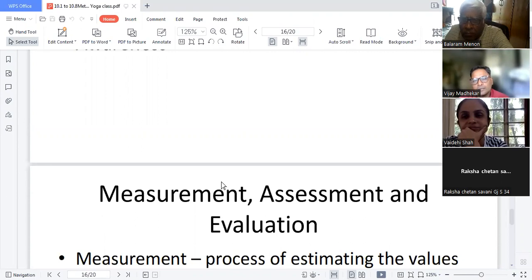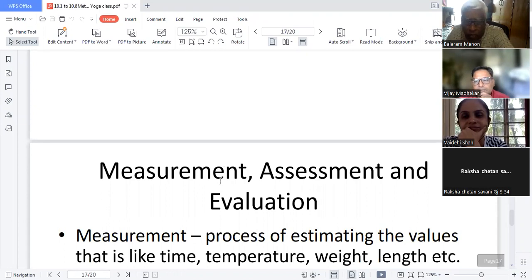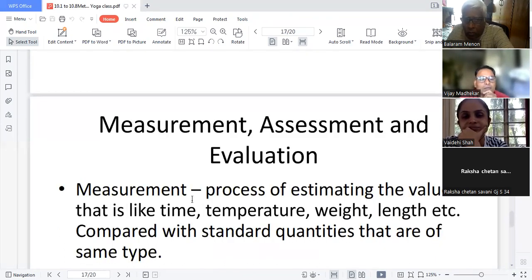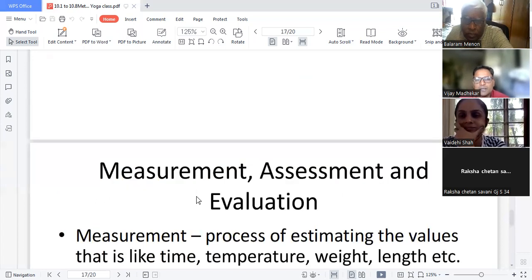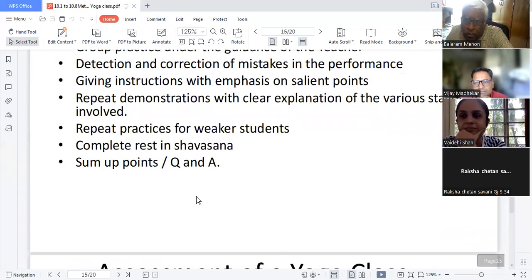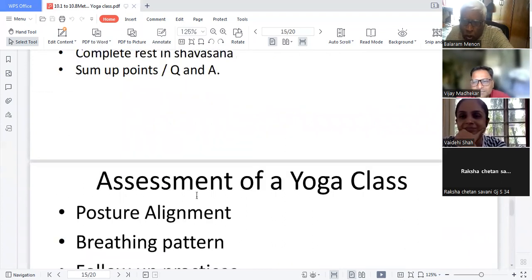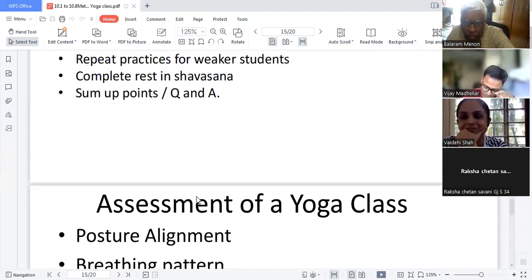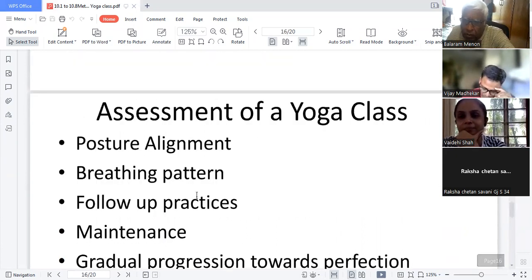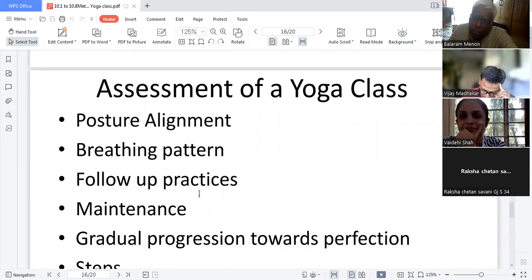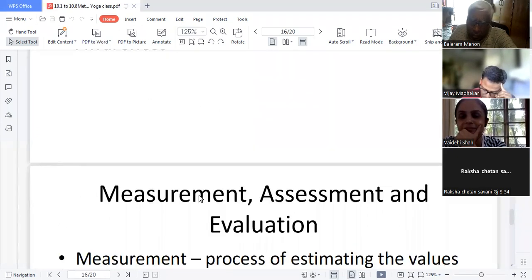Now we come to the measurement, assessment, and evaluation. Before measurement, ask them if there are any questions. Yes, madam, you are ultimately going to be a teacher and evaluator, so you have to assess the class and the students also. Then I will go forward. I want interaction, then only will we come to know where we stand, where you stand, if you ask questions.